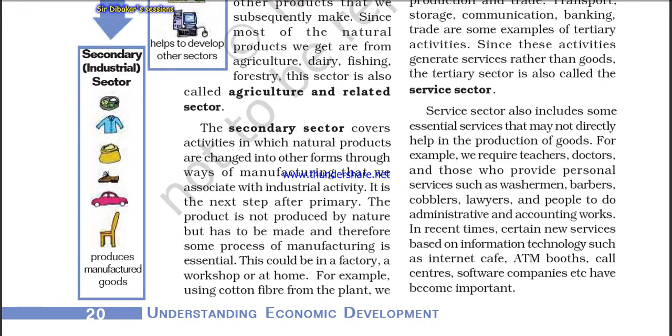So then comes in private sector. What is private sector? It involves economic activities that are managed by private institutions. And what is the main intention of the private institution?